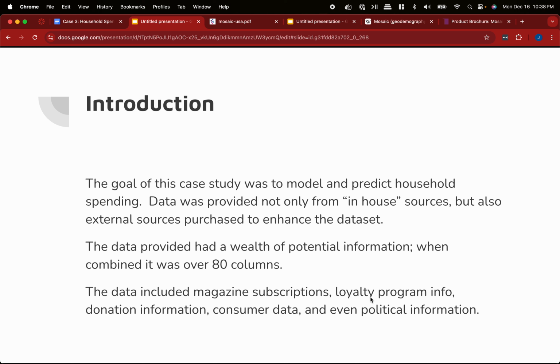Data was provided not only from in-house sources but also external sources purchased to enhance the dataset. The data provided had a wealth of potential information. When combined, it was over 80 columns. When added fee treatment was added, it was well over 100. The data included magazine subscriptions, loyalty program info, donation information, consumer data, and even political information.